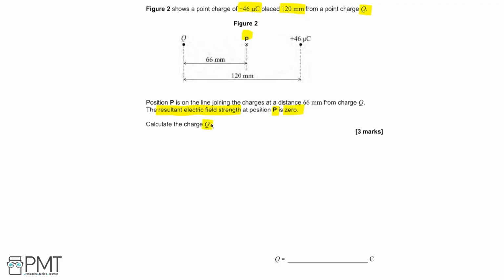Calculate the charge Q. In order to answer this question, since we are dealing with electric fields from point charges, it makes sense to use the equation for the electric field of a point charge of magnitude Q. Specifically, E, the electric field strength, is equal to Q divided by 4 pi epsilon naught r squared, where r is the distance from the charge Q.